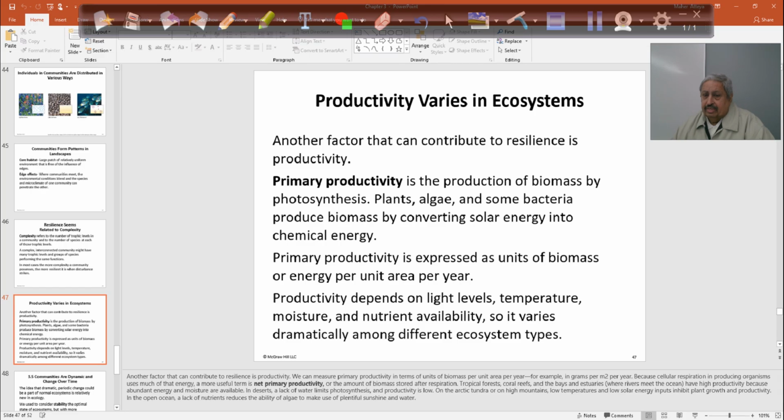Primary productivity is expressed as a unit of biomass or energy per unit area per year. Productivity depends on light levels, temperature, moisture, and nutrient availability. And all those resources are factors that might change over time. They are not staying as they are.